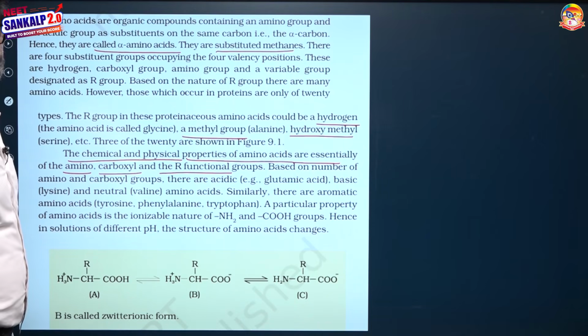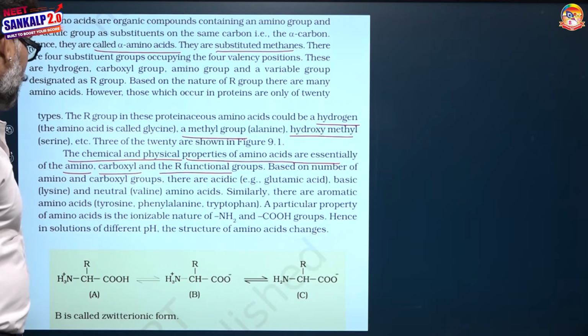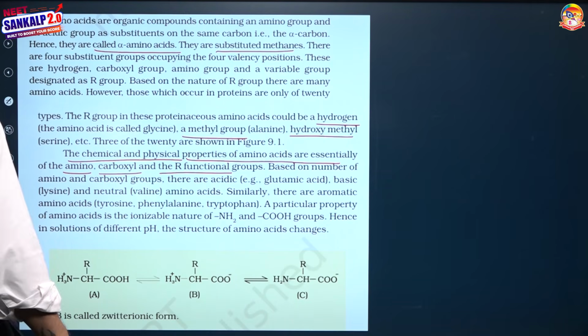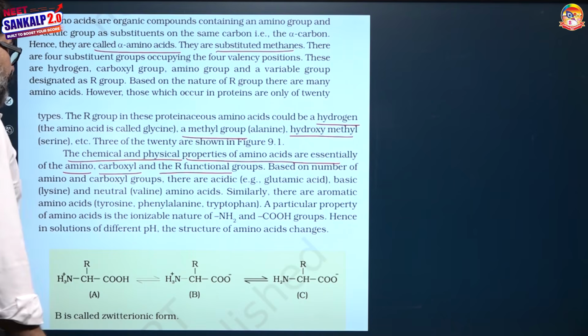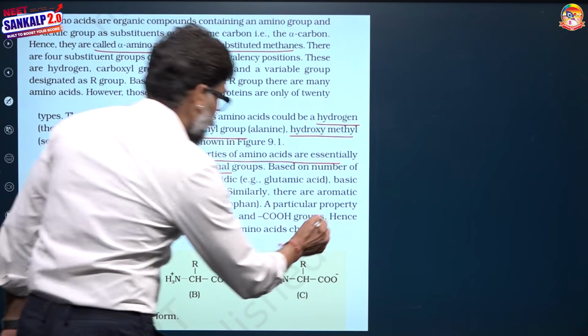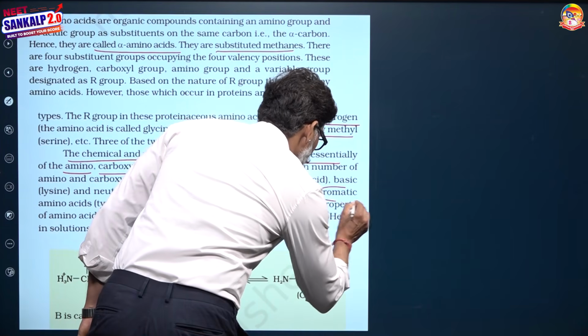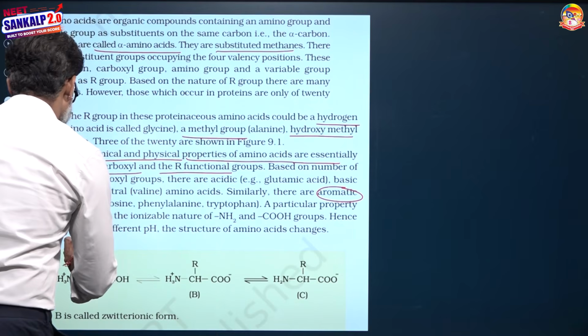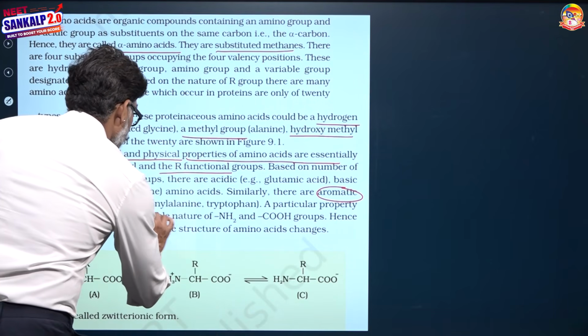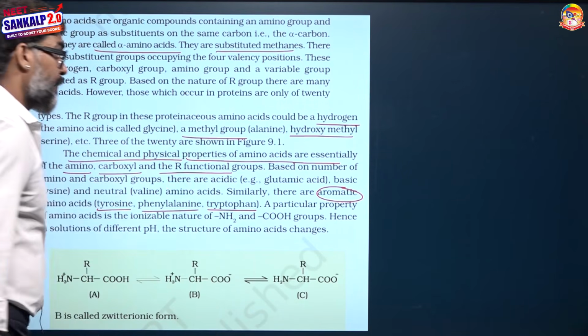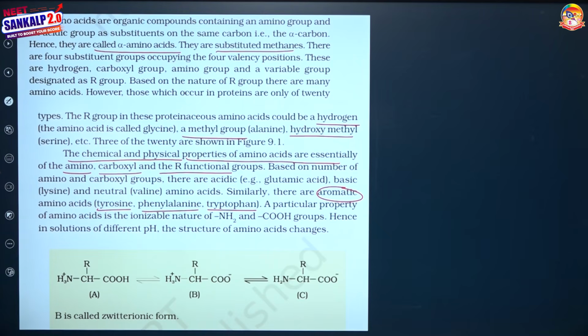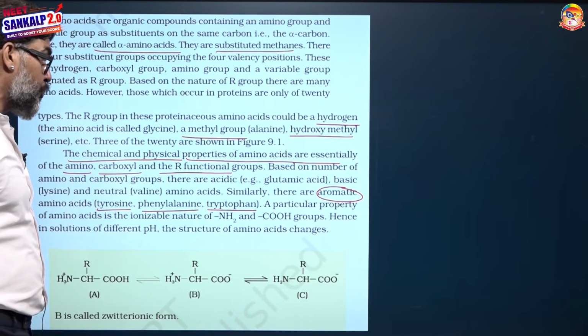Glutamic acid, aspartic acid, they are acidic amino acids. One more thing, aromatic amino acids, examples are also given here, including tyrosine, phenylalanine and tryptophan. A particular property of the amino acid is the ionizable nature of the NH2 and COOH groups.